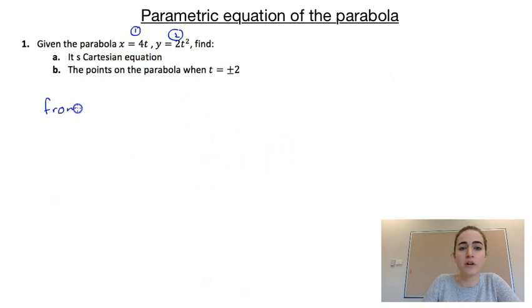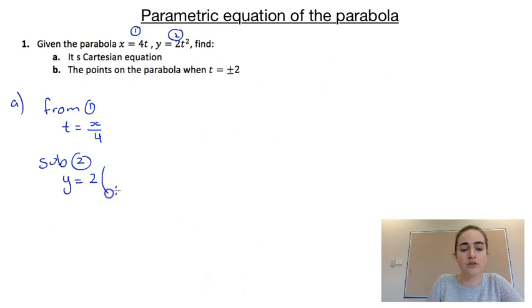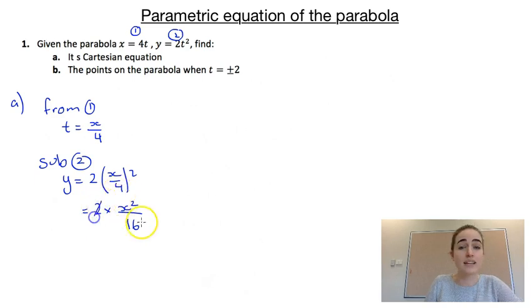So from 1, this is part A. From 1, we could rewrite it as t equals x on 4. And then if we sub that into 2, we'd have y equals 2 outside of x on 4 squared. Now if we keep going with this, we'd have 2 times x squared on 16. If we simplify our 2 and our 16, divide them both by 2, we'd end up with an 8 in the denominator. So we'd have y equals x squared on 8, or we could write that as x squared equals 8y. So this is the standard form that we're more familiar with.